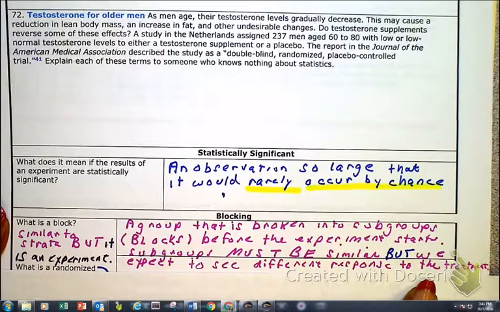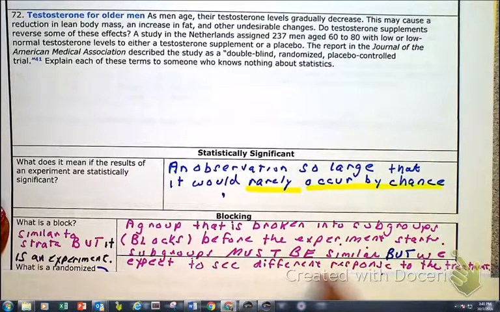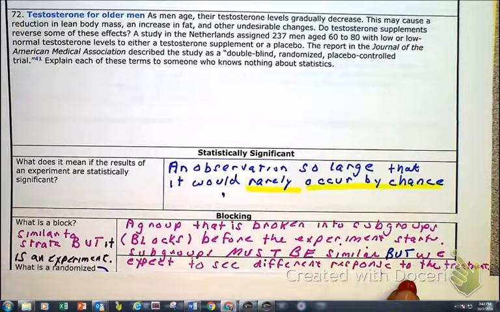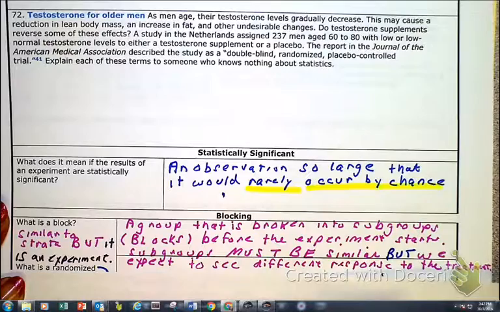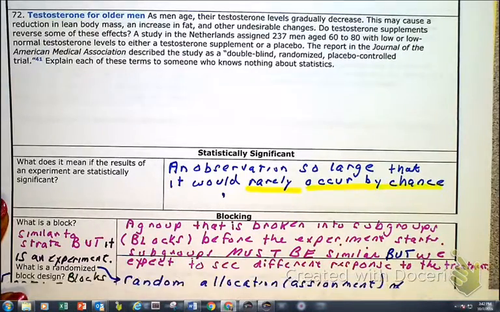So if I'm talking about diet programs, seriously, guys lose weight faster than ladies. So I'm expecting to see a difference in the blocks, the male blocks versus the female blocks, in the response to how their weight loss will occur. So that's the best example I can give you for a block.